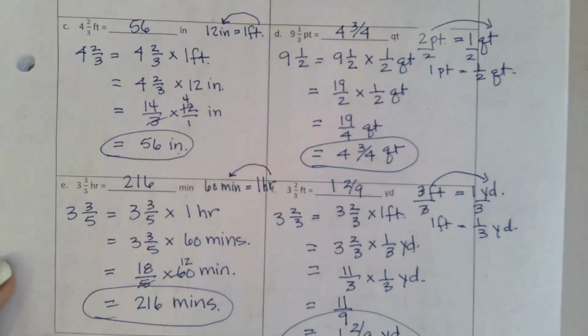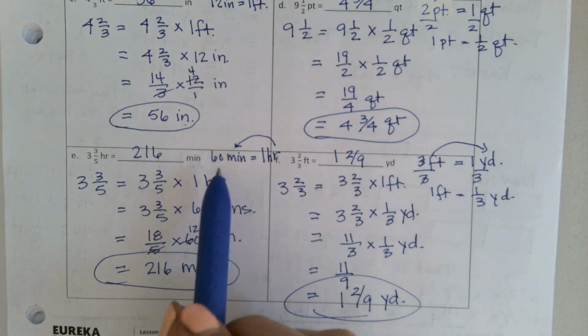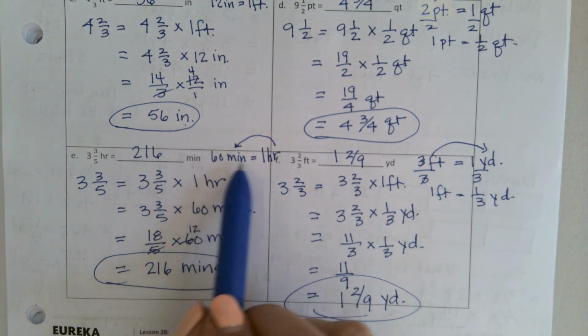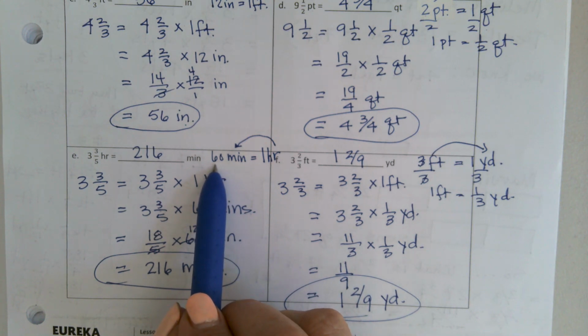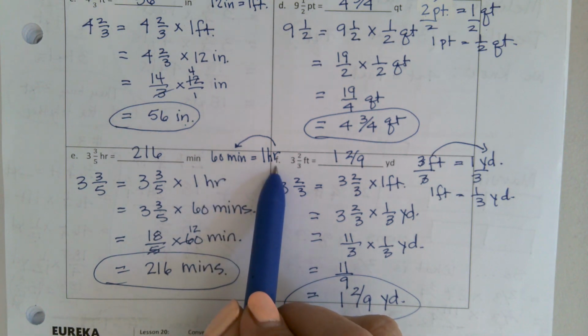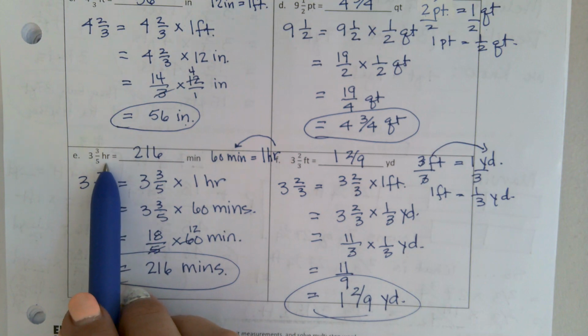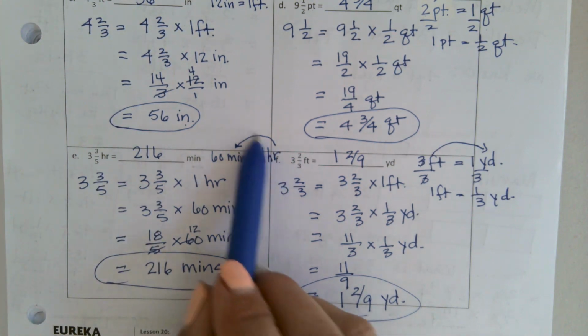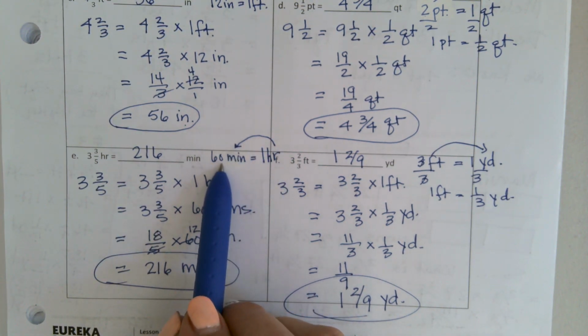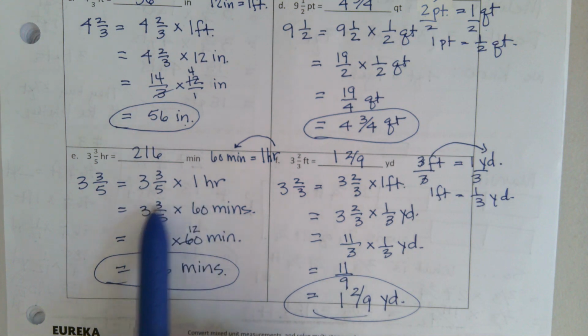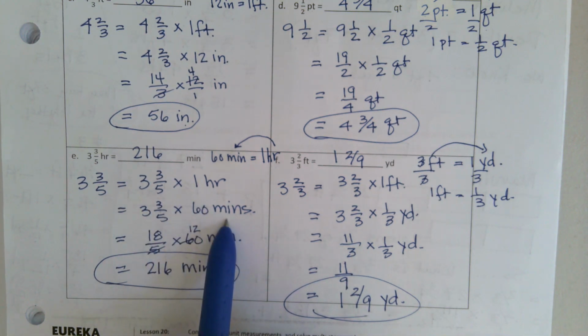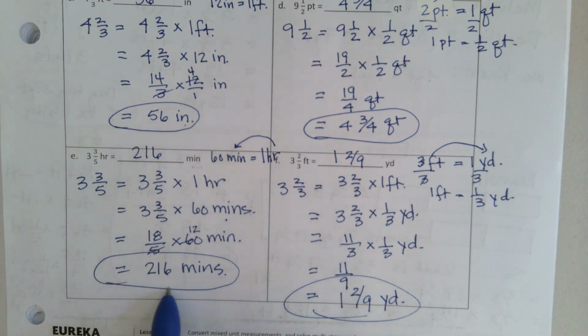Then moving on, same thing. I kept the same format. 60 minutes is equal to 1 hour. So notice I have my smaller unit on the left, my larger unit on the right. I look to see what direction I'm going. I'm going from hours to minutes. That means I'm keeping my whole number and not using a fraction. So 3 3/5 times 1 hour is 3 3/5 times 60 minutes. And multiply it out, it's 216 minutes.